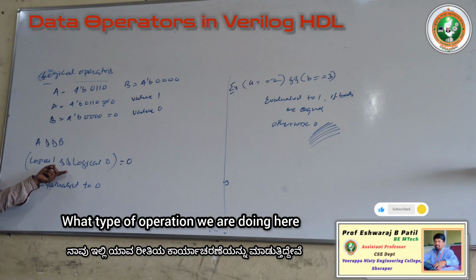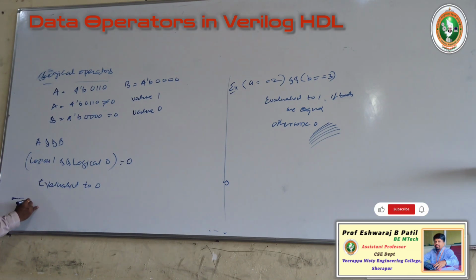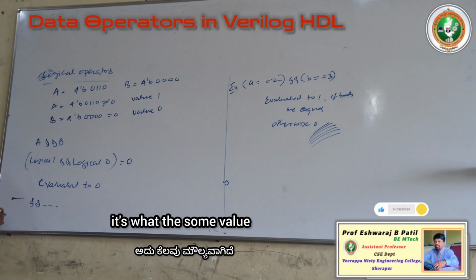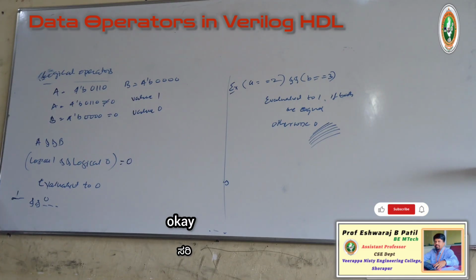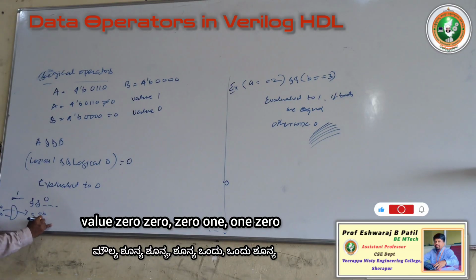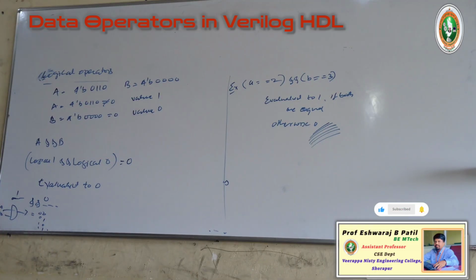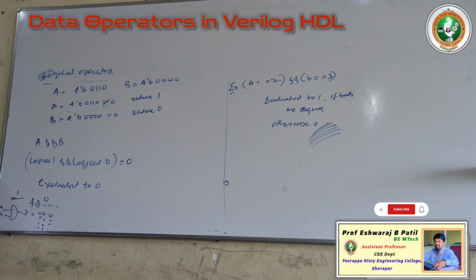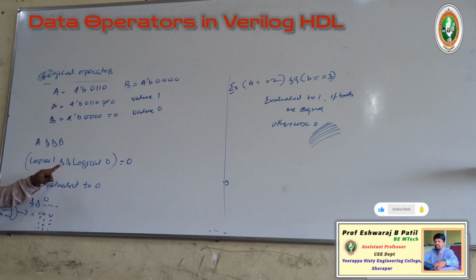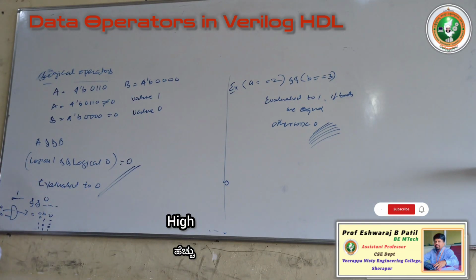What type of operation are we doing here? Logical AND operation. Let us perform the logical AND. The value is zero itself.